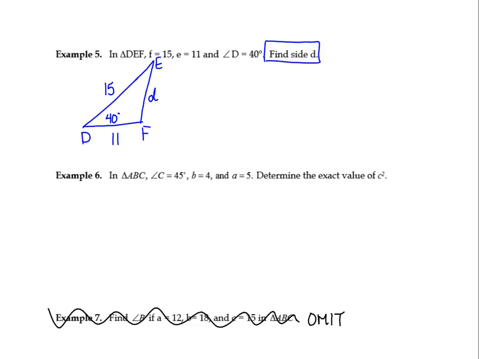We're looking for D. So D squared is going to equal the other two sides, so E squared plus F squared. This is F, and this was E. Minus 2 times EF, or FE, cos of 40 degrees, or angle D. So that's how we change the formula.